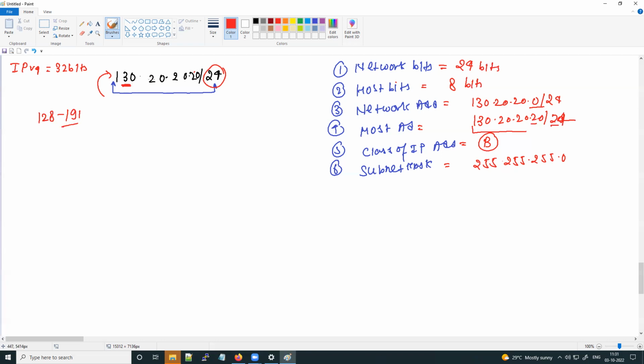And from where are we identifying whether this is class A or class B? The first octet. If you remember, the IP address is 4 octets, 4 bytes, a 32-bit decimal number. So this is the first octet, this is the second octet, this is the third, and this is the fourth octet. So from the first octet we can identify whether it's class A or class B.